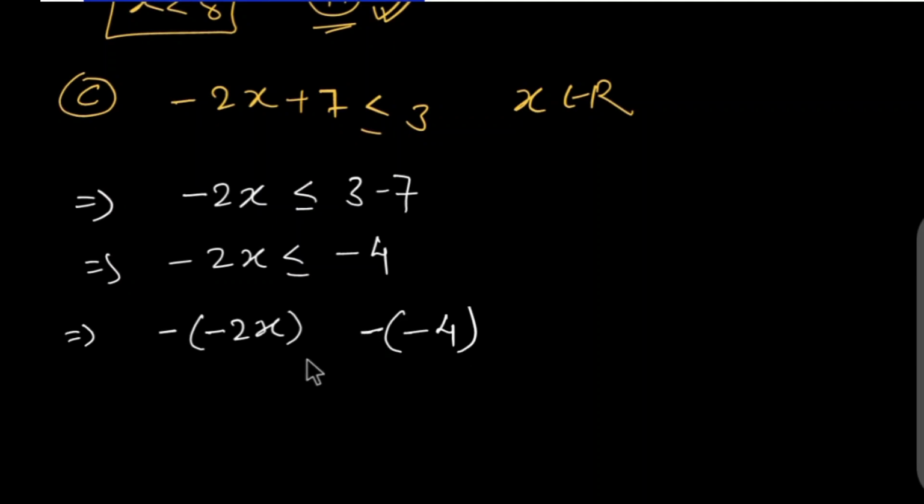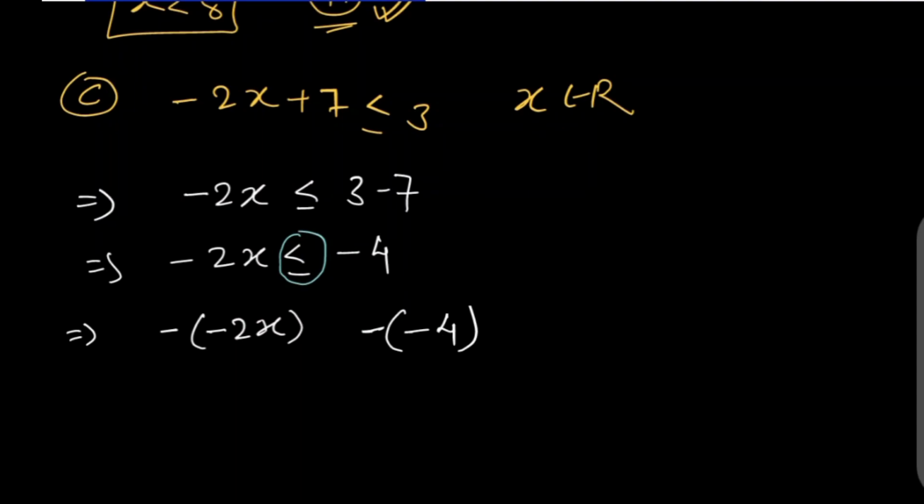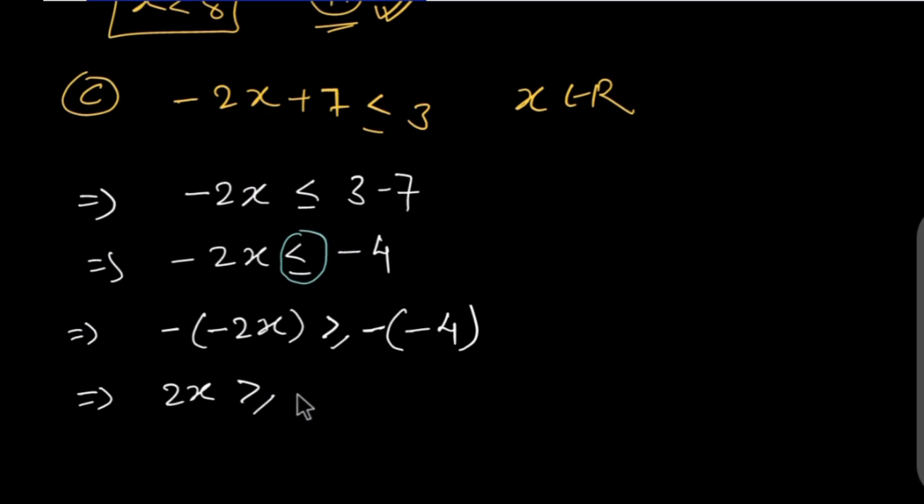And I told you, whenever we multiply by a negative number on both sides, you need to change the sign of the inequation. I told you in the previous cases, you need to remember this. This becomes greater than or equal to. So 2x, minus minus becomes plus, greater than or equal to 4.